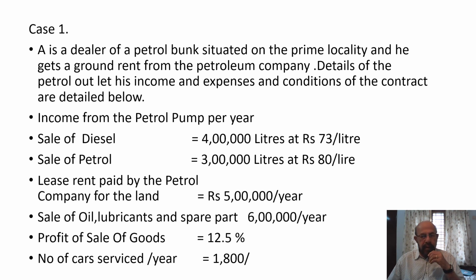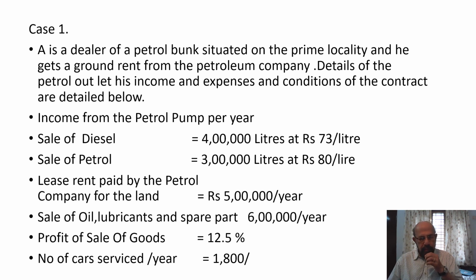Case 1. A is a dealer of a petrol bunk situated in a prime locality and he gets a ground rent from the petroleum company. Details of the petrol outlet, his income and expenses and conditions of contract are detailed below. Income from petrol bunk per year. Sale of diesel, 4 lakh liters at rupees 73 per liter. Sale of petrol, 3 lakh liters at rupees 80 per liter.